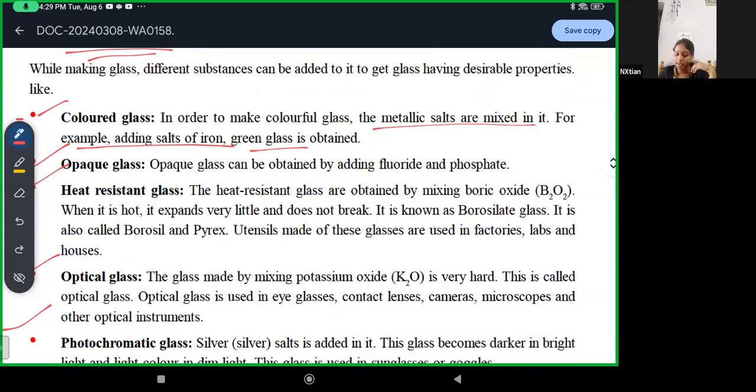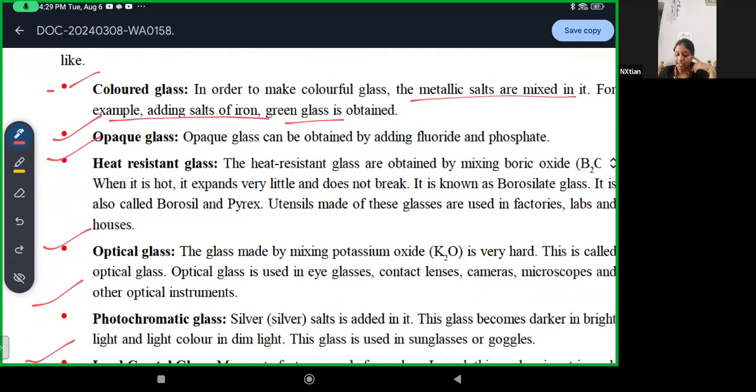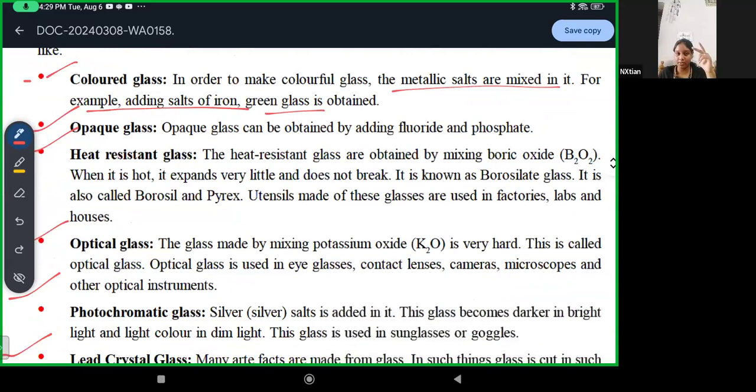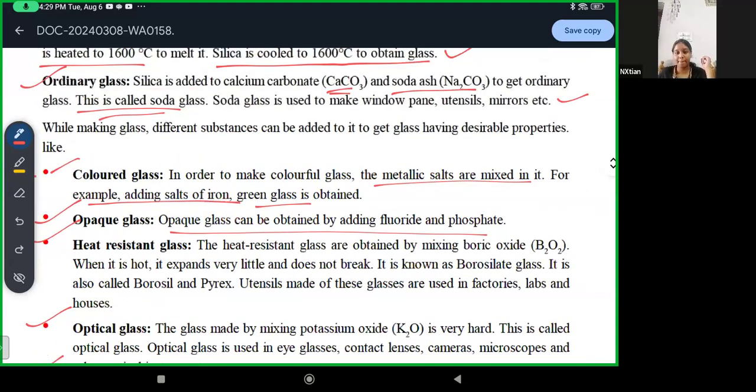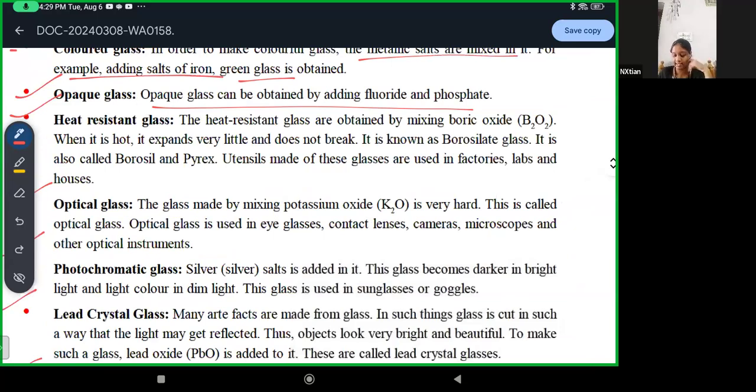Then opaque glass, which means that you cannot see through it. Opaque glass can be obtained by adding fluoride and phosphate to silica. Then heat resistant glass.